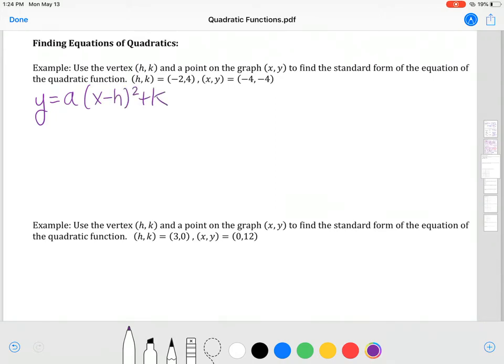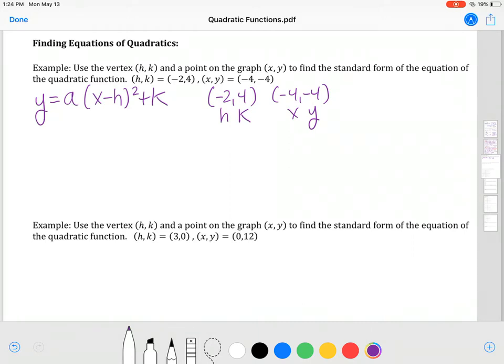Right, (h, k) is your vertex, and then a tells me if it's facing up or down, concave up or concave down. Okay, so in this problem, they give us the values of our h and k. That's our -2 and 4. And then they also give us another point on the graph, (-4, -4). That is any point on the graph, not a specific point that is key to the graph like (h, k), like a vertex, but just a random point that they picked off the graph.